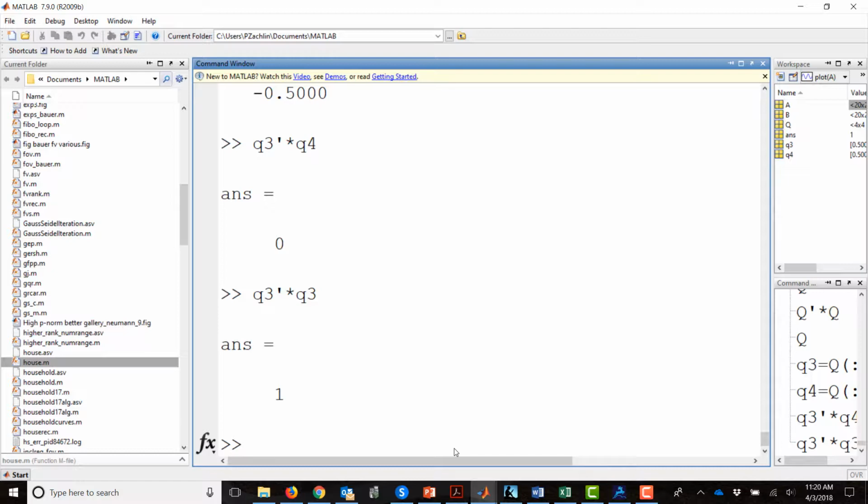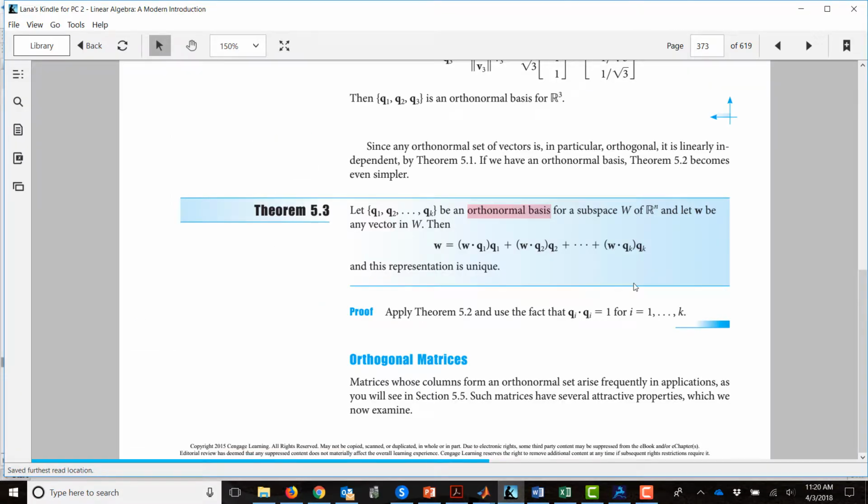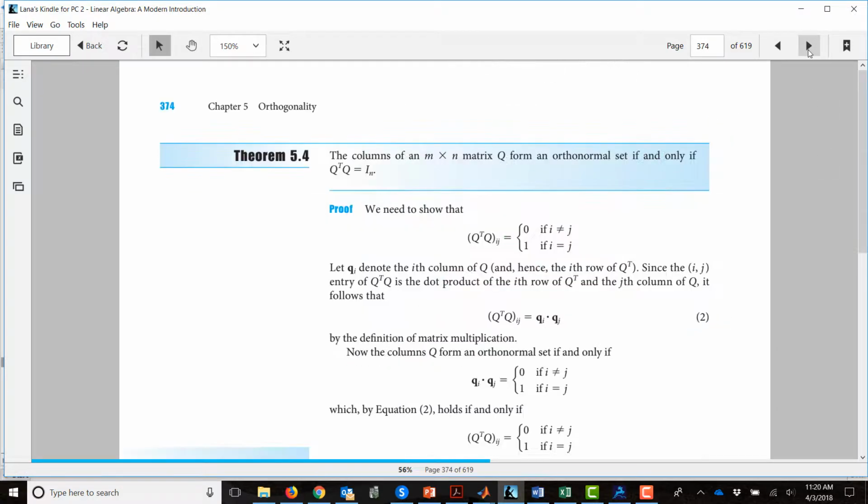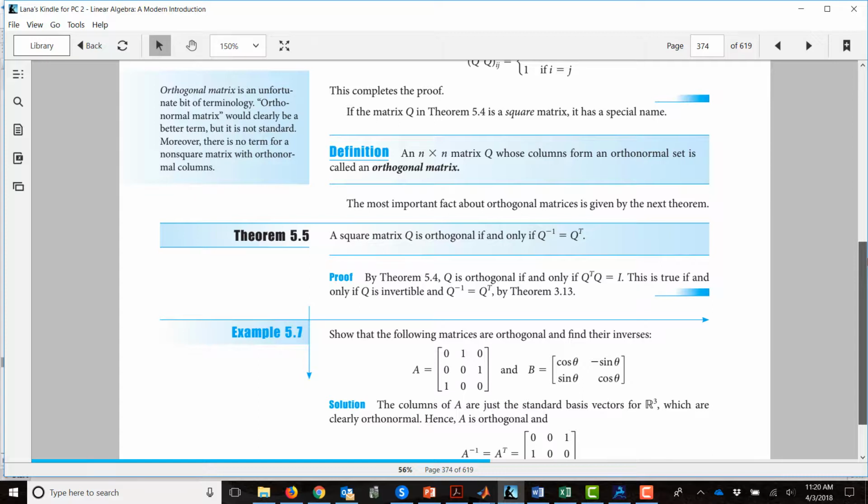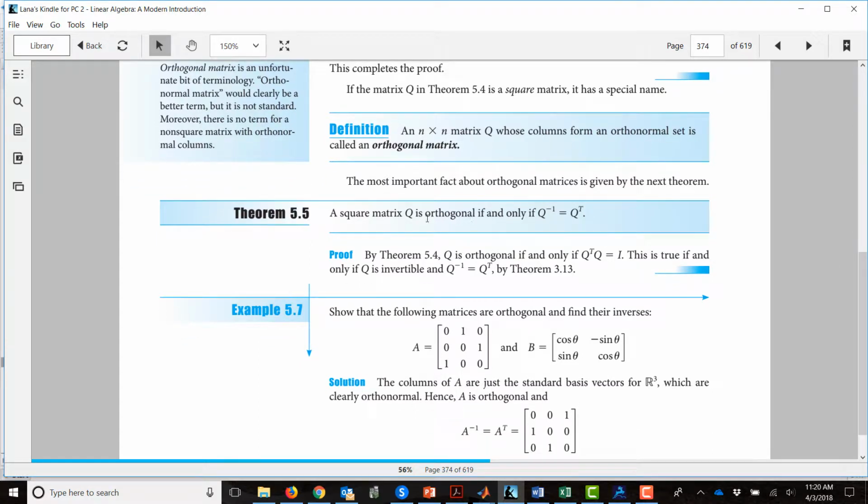And once you have that theorem, you get the next one for free. So I'm not going to prove it in class. I'm just going to show it. Where's theorem 5.5? Here it is. A square matrix is orthogonal if and only if Q inverse is equal to Q transpose.